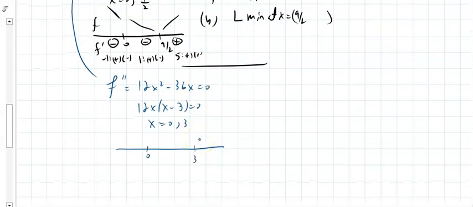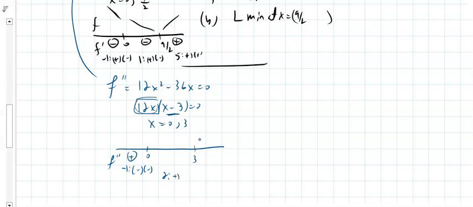there's 0, there's 3, there's f double prime. A point to the left, say negative 1, that's going to be negative, and negative 1 minus 3 is negative, so that's a positive. Between 0 and 3, let's say 2. 12 times 2 is positive, and 2 minus 3 is negative. And a point to the right of 3, say 4, we'll get a positive and a positive.